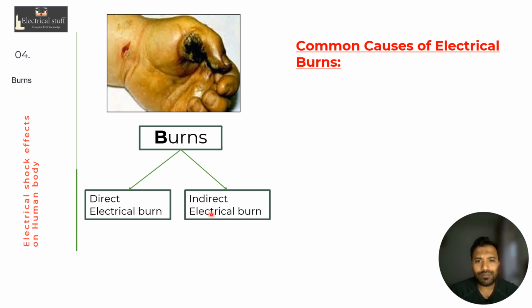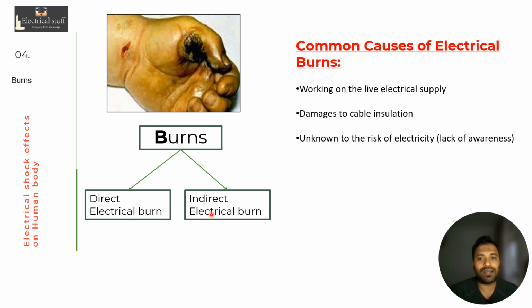So we will see what are the common causes of electrical burns. Those are working on the live electrical supply. If you are working on the live electrical supply, you will get a shock. Damage to cable insulation. If there is any cable insulation damage and you work on that, you may get an electrical shock. Unawareness of the risk of electricity. Those who are not aware work with electricity without PPE, and then they will get shock. Working near overhead conductors. Arc flash boundary not defined.